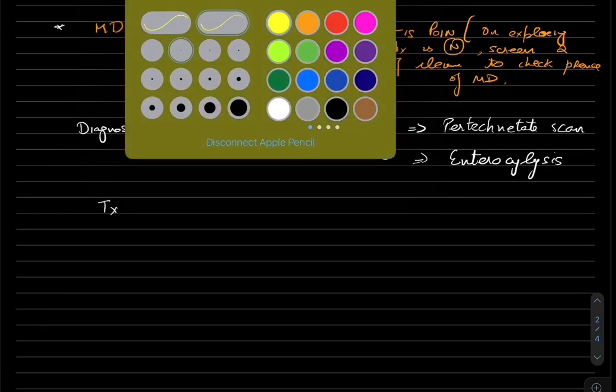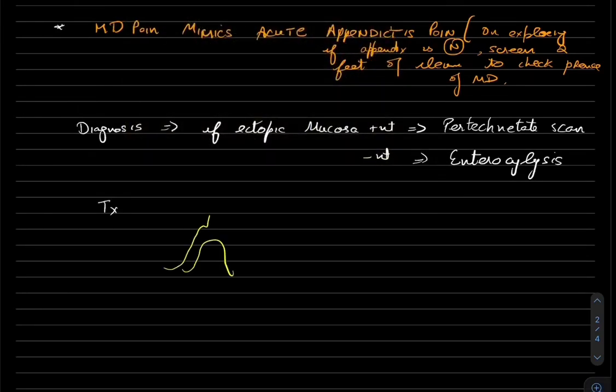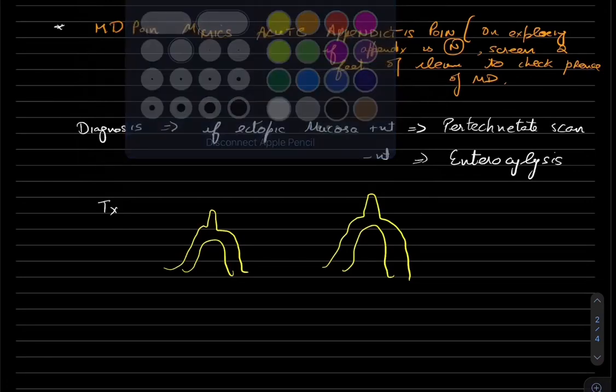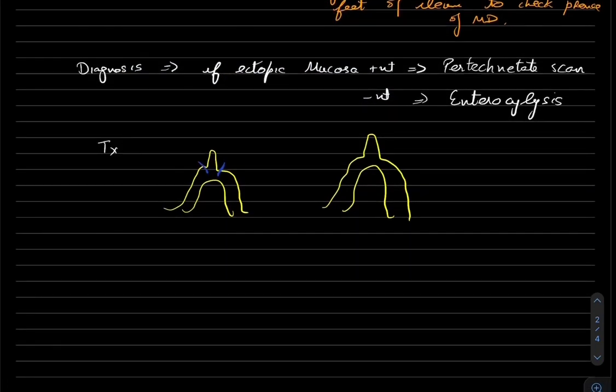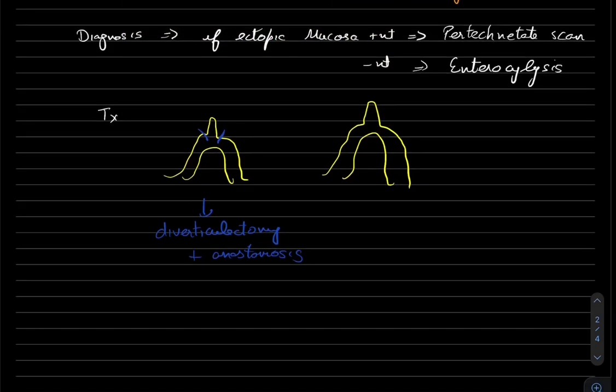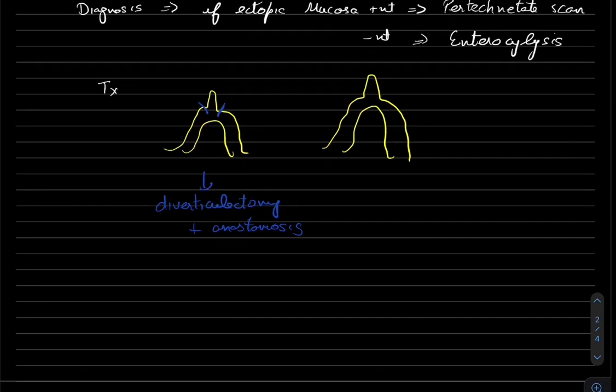Now treatment. See, here is the diverticulum, Meckel's. Make the two diagrams. If the base is clear, okay, we have to do diverticulectomy plus anastomosis, which means we cut from here and remove the diverticulum. See, like this it will be.